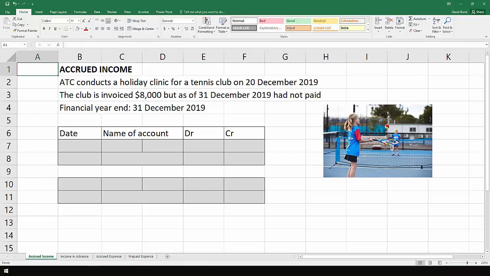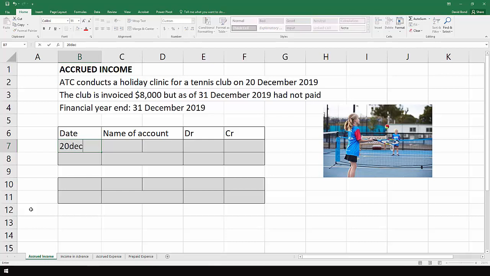In this first example, we're looking at accrued income. The facts that we have are that ATC conducts a holiday clinic for a tennis club on the 20th of December 2019. The club is invoiced $8,000, but as of the 31st of December 2019 had not paid. The financial year ends, in this case, on the 31st of December 2019. So importantly, between when they did the work and when they finally get paid, those will happen in 2 separate periods. So we're going to do this using the journal entries, but you can imagine what this would look like using the worksheet as well.